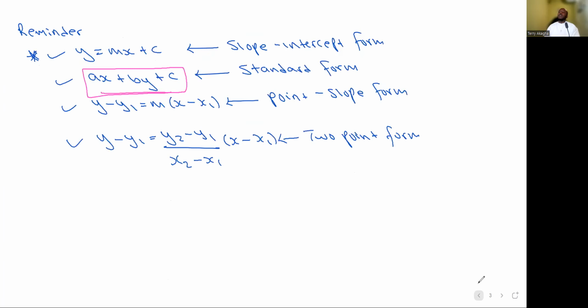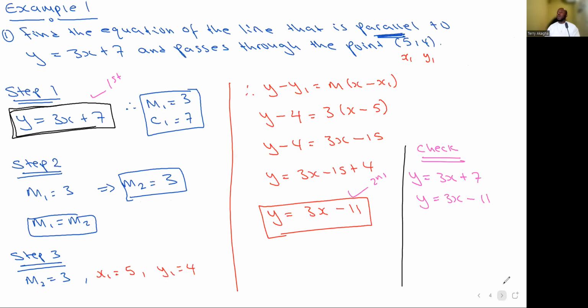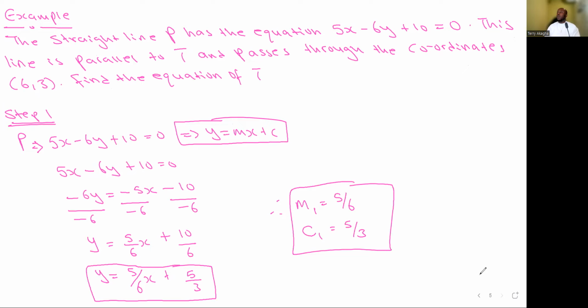Now we've gotten the y equals mx plus c. We're now told that we have to use the m1 from step 1 to be the slope for the second line. All right, so let's go back to it. The m1 we have here is 5 over 6. So we can now say step 2.